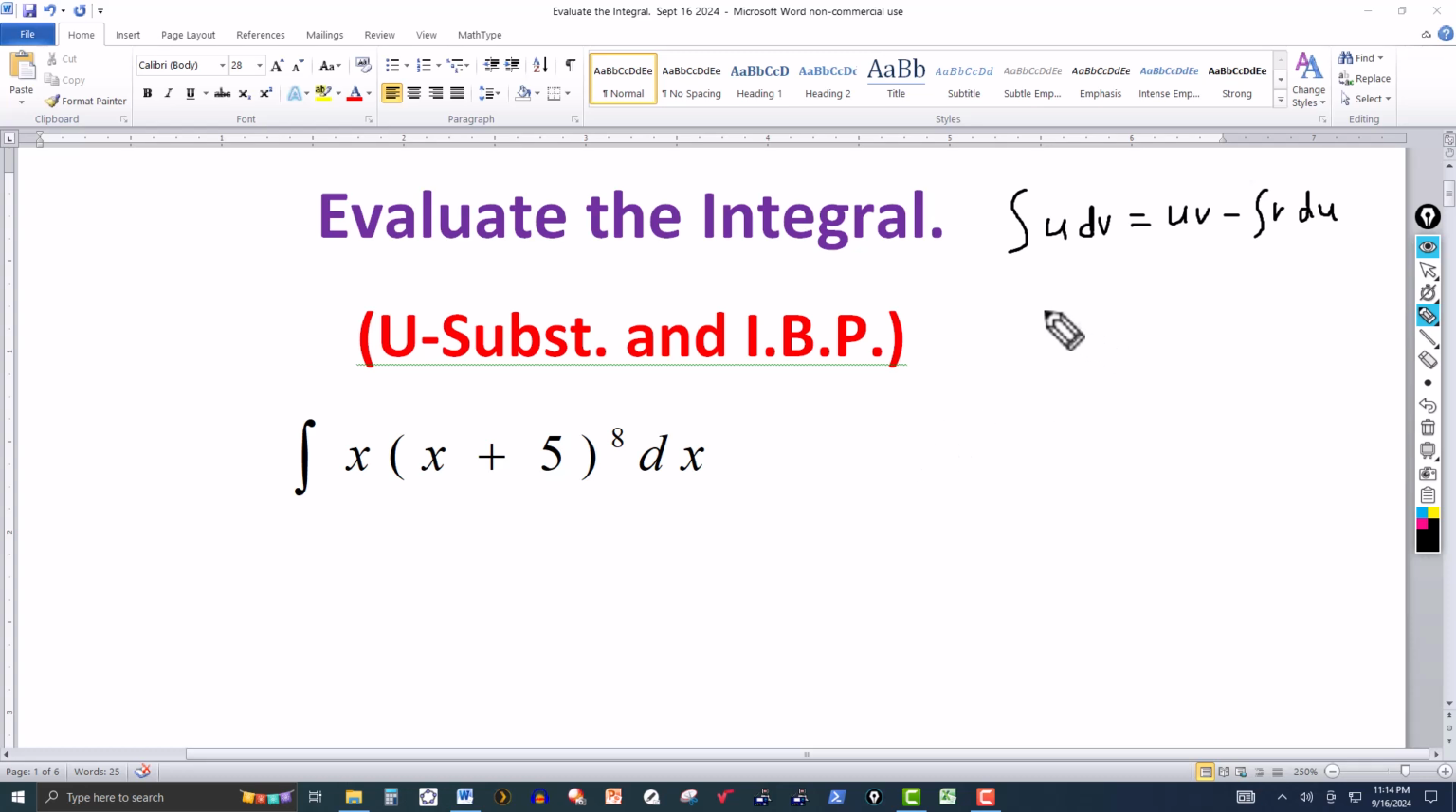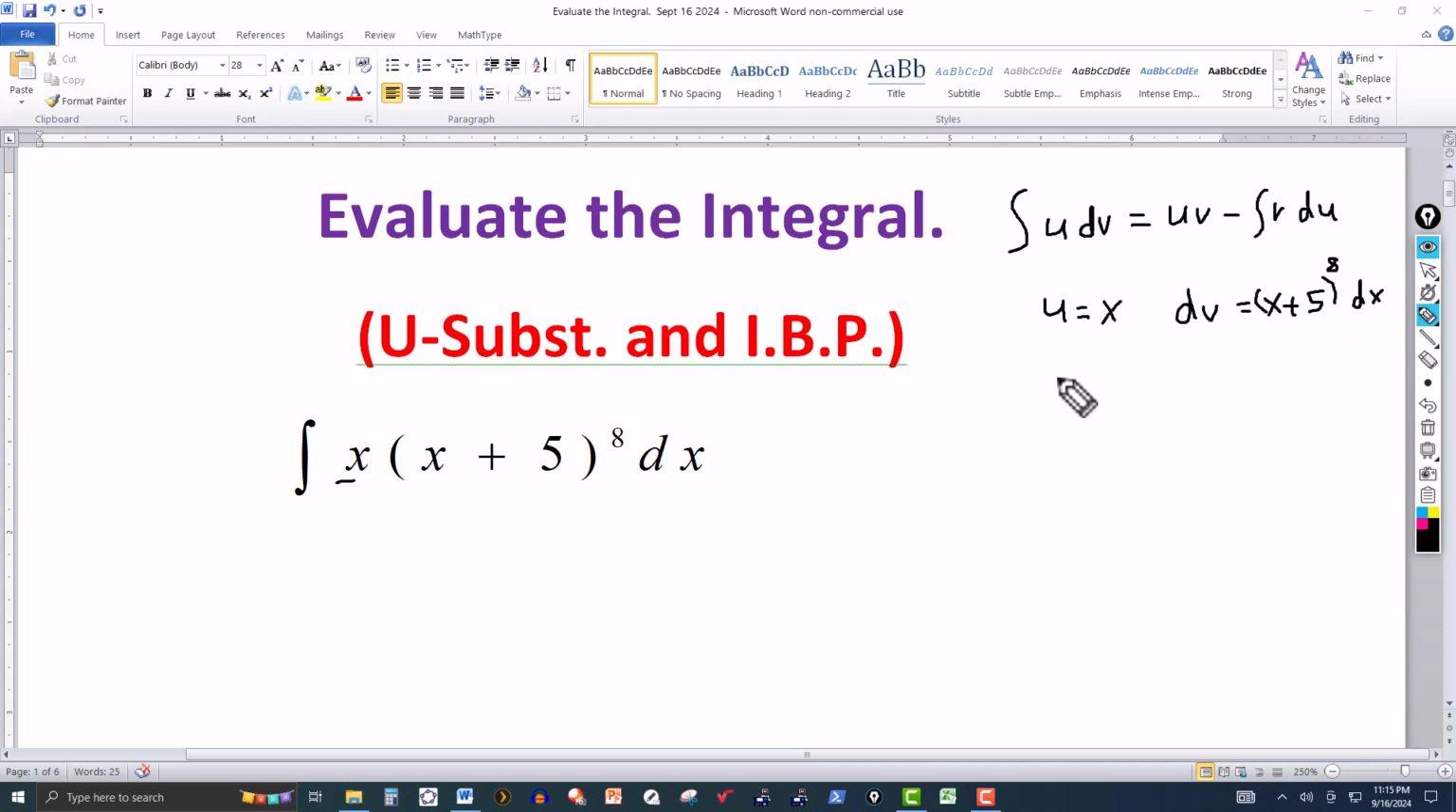So for this one, I'm going to let u equal to, again, we have two factors here, this one and this one. Sometimes you can break it up if you need to, but here it works out okay if I let u equal x and let dv equal what's left here, (x plus 5) to the 8th, and then we'll have the dx.